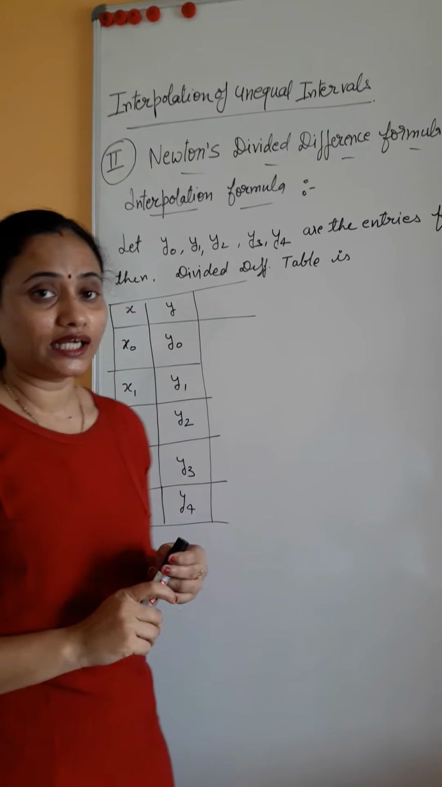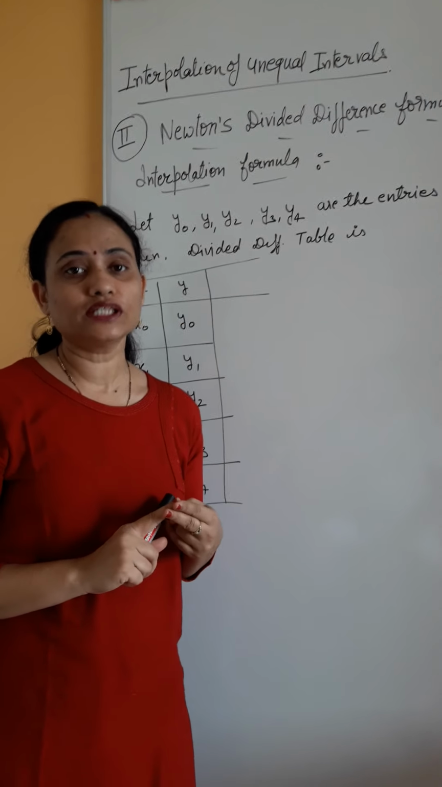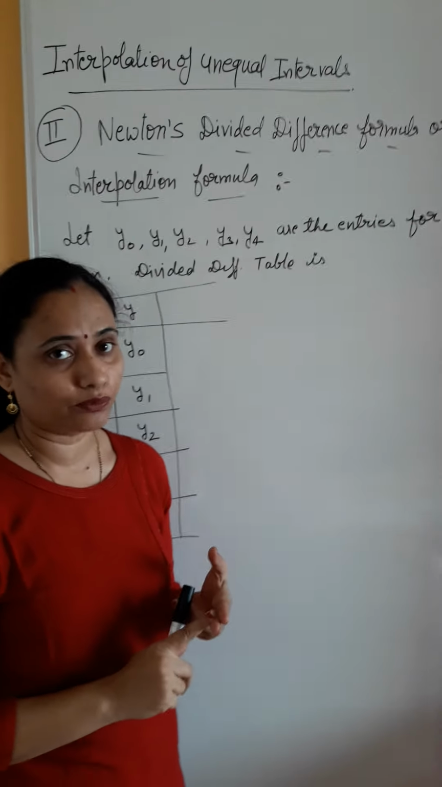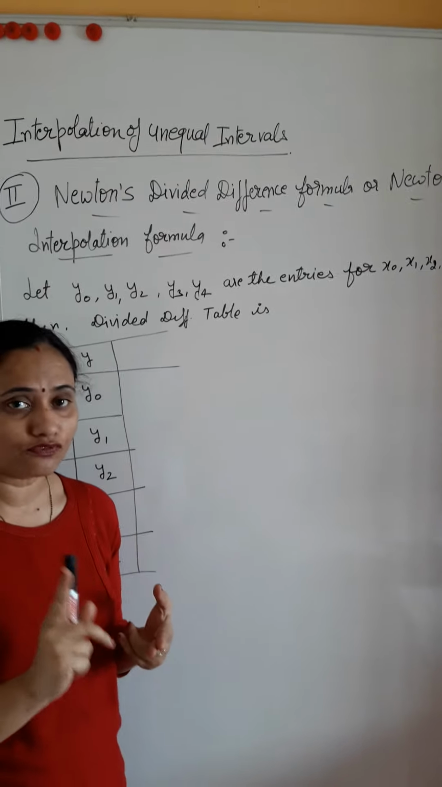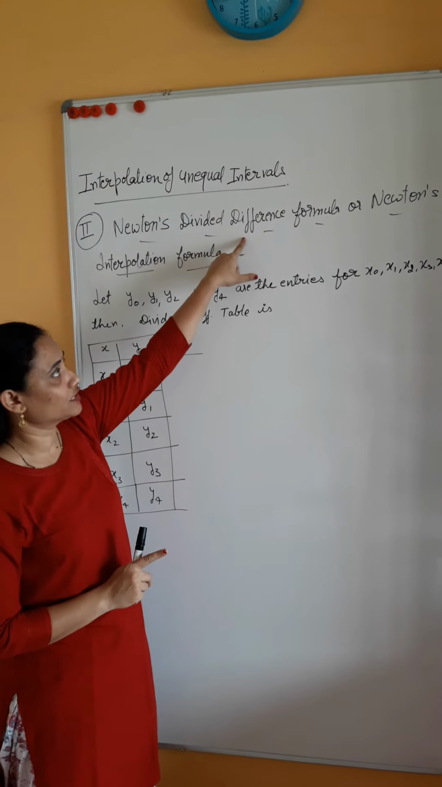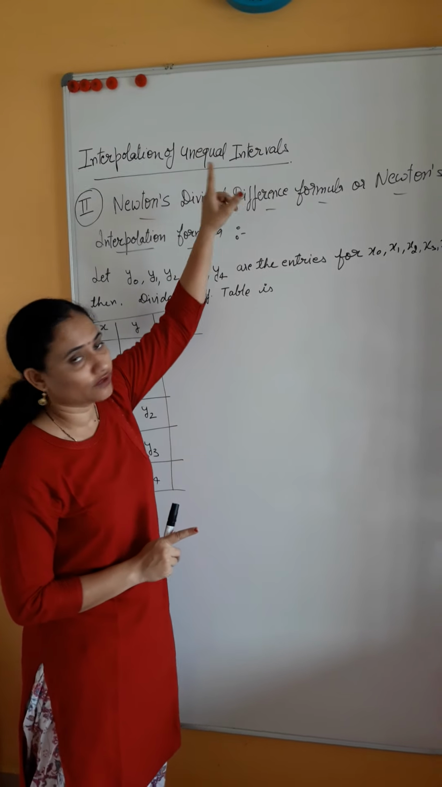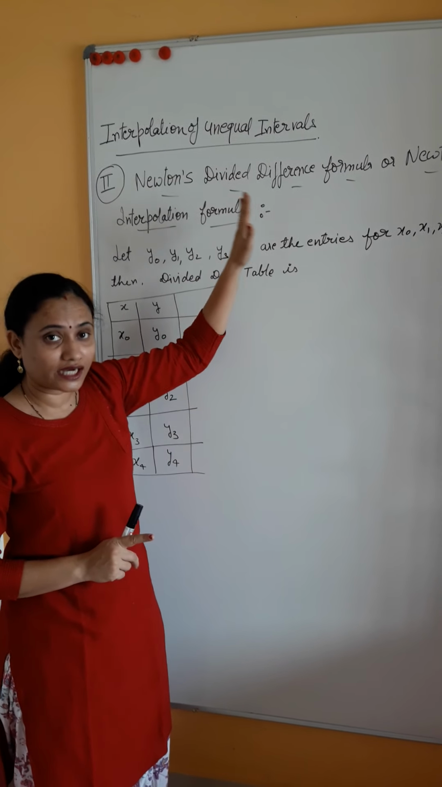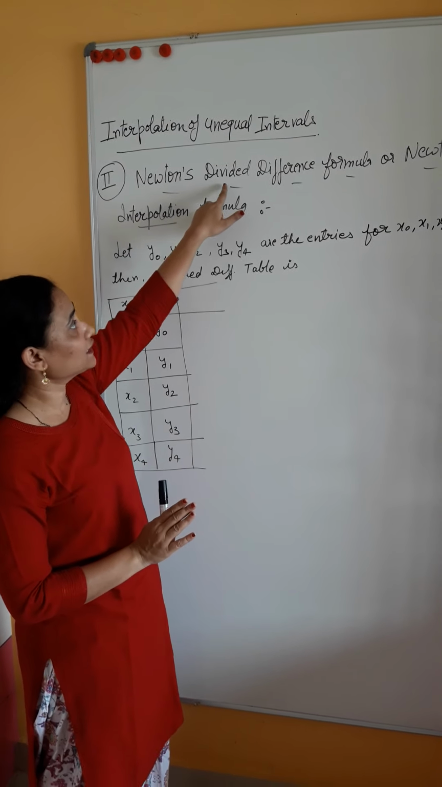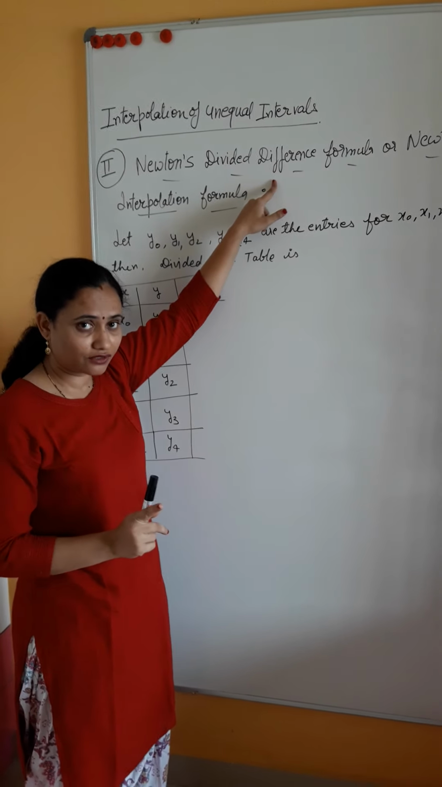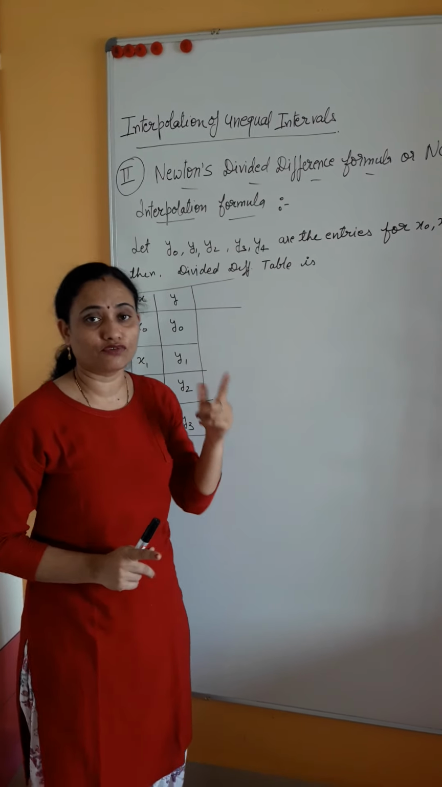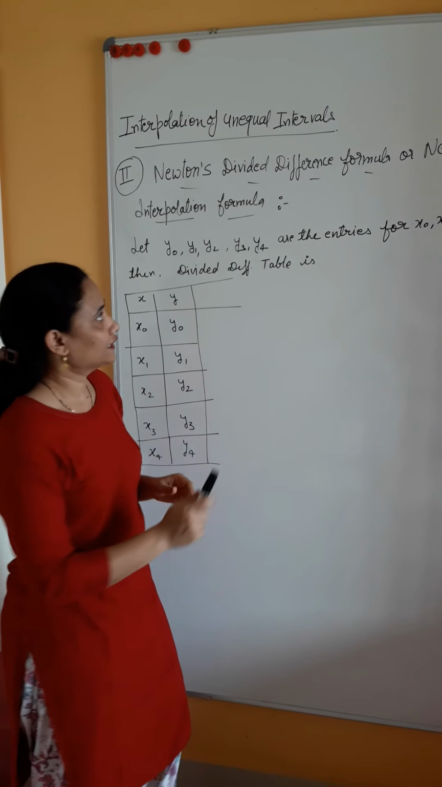Here you remember that we have already done two Newton's formulas, Newton's backward interpolation and Newton's forward interpolation, but those are for equal intervals, and this one is Newton's divided difference formula, which is for unequal intervals. So please do not get confused with Newton only. Remember, this is divided difference, which is for unequal intervals, and backward and forward interpolation formulas are for equal intervals. Okay, so let's start with this.